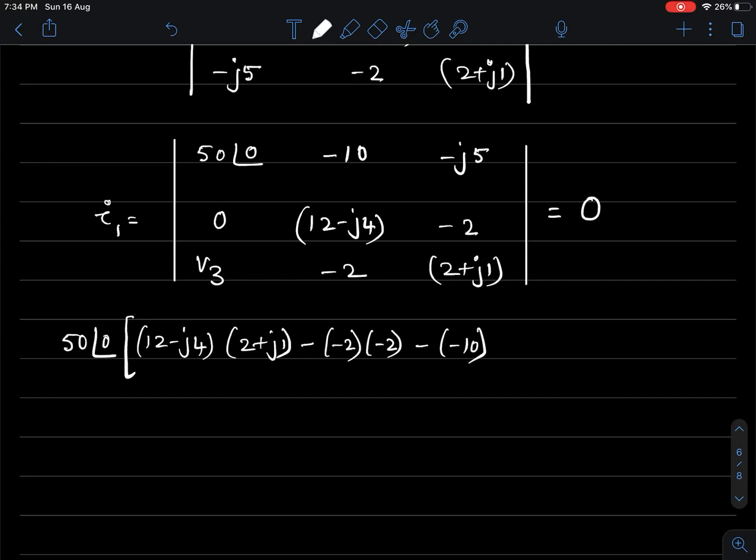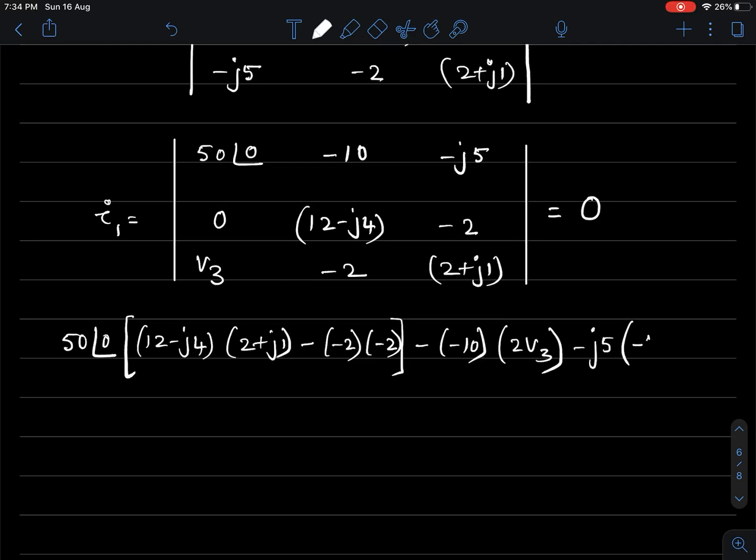And this becomes minus of minus, again it is plus. It is 2V3. This is the second element. Where should I have closed the bracket? 50 into this into this minus this into this. This is where my bracket has to be closed. Then minus of minus 10 into this much. Then minus J5 into 0 into minus 2 is 0. Then I will have to put a minus V3 into 12 minus J4 should be equal to 0.